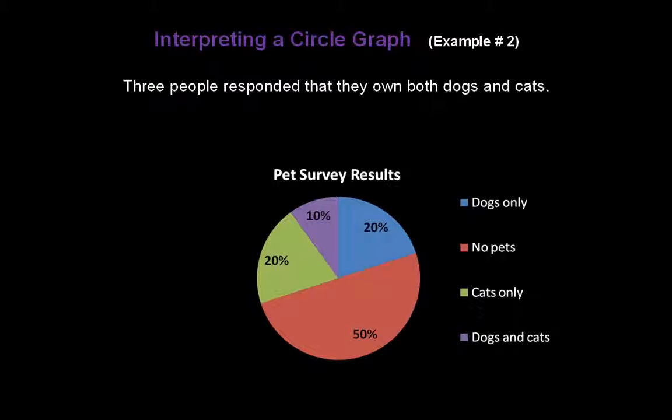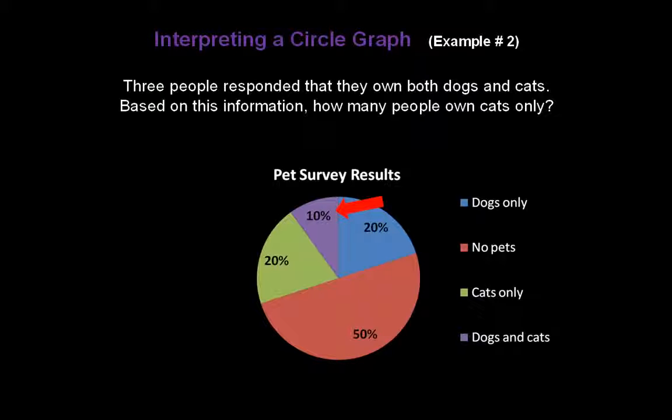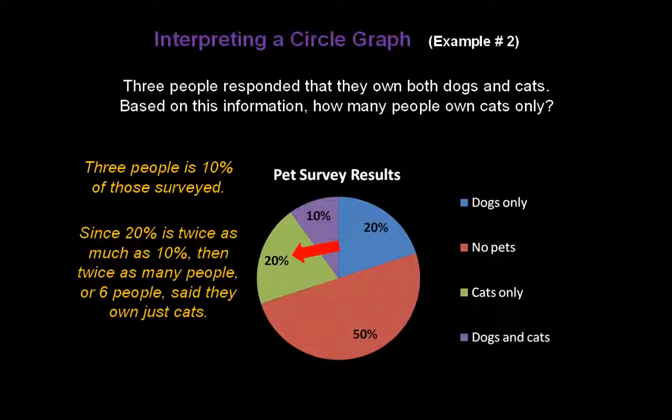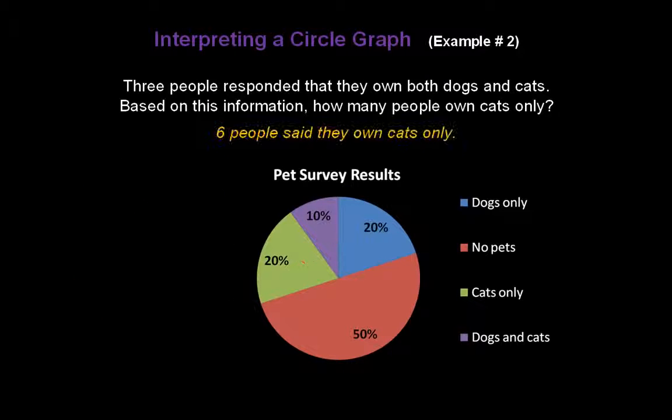3 people responded they own both dogs and cats. Let's find that sector. Both dogs and cats is the purple sector on our graph. Based on this information, can you tell me how many people own cats only? Let's find that sector. It's the light green sector. Now, if 3 people is 10% of those surveyed, and 20% is twice as much as 10%, then we know twice as many people said they owned cats only. So that has to be 6 people said they owned cats only.